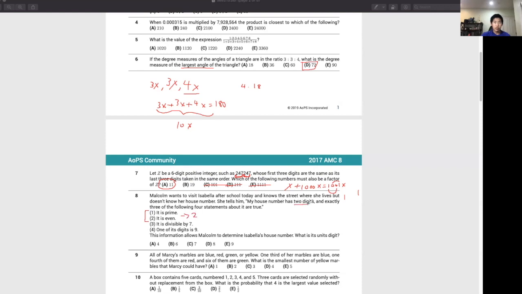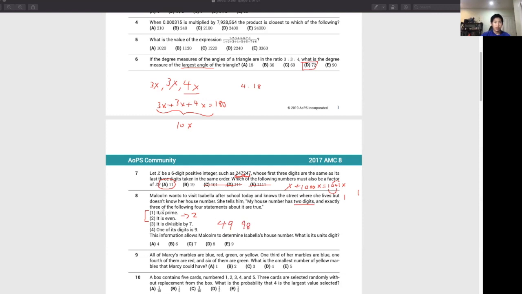But the problem statement also says that the house number has 2 digits, and we know this is true. This is not one of the 4 statements. That could be a lie. So that means that either statement 1 or statement 2 is the one that is false, and statements 3 and 4 must be correct. So now we can check how many numbers there are that are divisible by 7 and have one of its digits that are 9, also having 2 digits. The only possibilities here are 49 and 98.